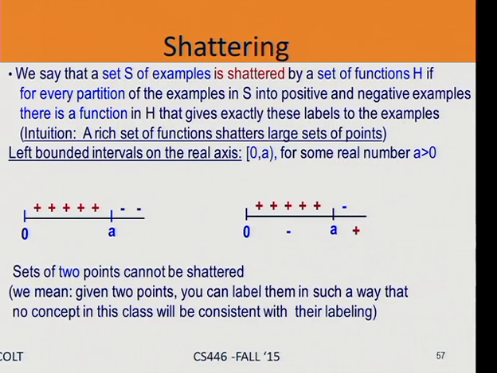But a set of 2 points cannot be shattered. Why? Yes? Because if I have the smaller one, once you have minus. Right. Exactly. So if I give you 2 points, the labeling that assigns negative to the left one and positive to the right one, you cannot shatter it. You cannot express it with these kind of functions. Everyone agrees with that?